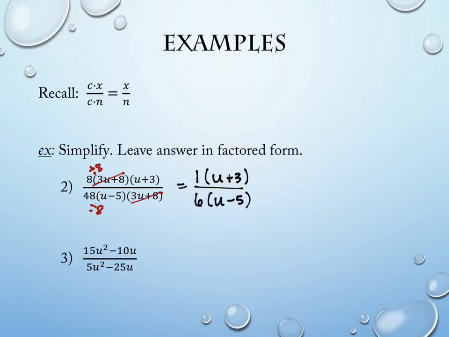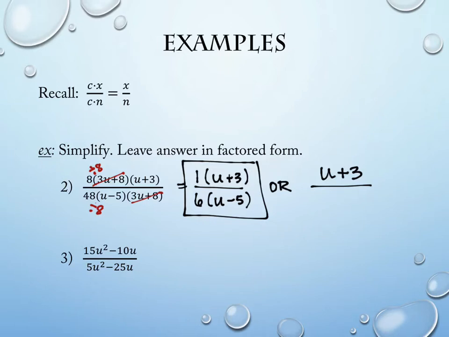You can leave it like this. You do not have to write the 1. I'm going to write down another expression. So you could leave it like that, and that would be acceptable, or you could actually just leave it as u plus 3 on top, even without the parentheses, because there's nothing it's being multiplied by now.